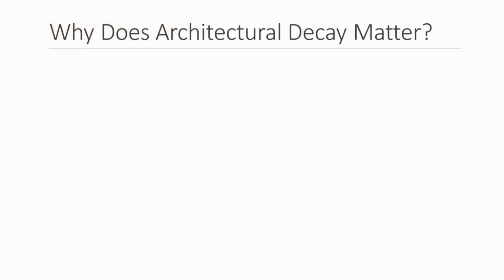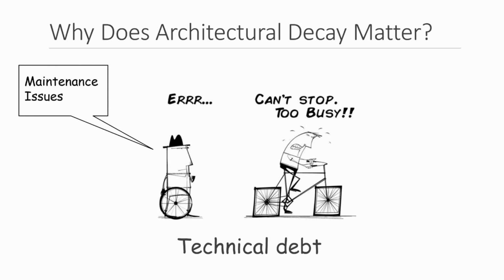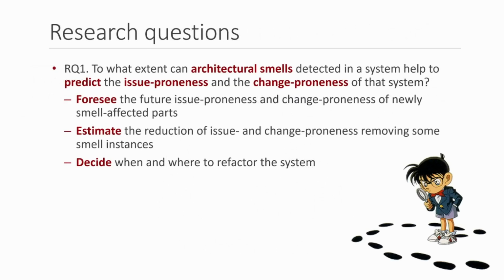So why does architecture decay matter? Because these are technical debts that developers have to pay off during maintenance. A lot of papers and research have pointed out evidence, also empirical studies. With this empirical evidence, we are wondering whether we can use architecture decay in order to predict properties of the system. First, to what extent can we use architecture smells to predict two properties, issue proneness and change proneness of the system? These properties basically show how vulnerable a part of the system is.